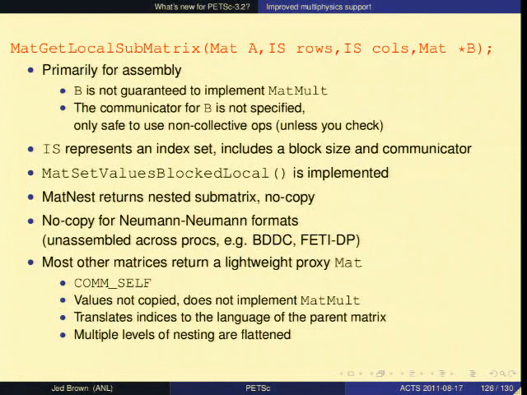So you can call set values, maybe the blocked variant. You can call the stencil variants as well. If you were using a nested format, then it just returns the nested submatrix. There's no copy, and it's fully functional. If you were using a monolithic format, it's going to return this sort of proxy matrix, and it's not a fully functional thing. It's just on the self communicator, so it has no parallel semantics. You can't use it for most matrix operations, but you can use it for assembly.